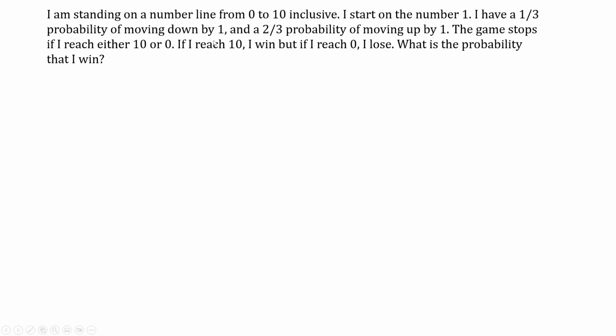I'm standing on a number line from 0 to 10 inclusive. We are only using whole numbers. I start on the number 1, and I have a 1/3 probability of moving down by 1, and a 2/3 probability of moving up by 1. The game stops if I reach either 10 or 0. If I reach 10, I win, but if I reach 0, I lose. What is the probability that I win?